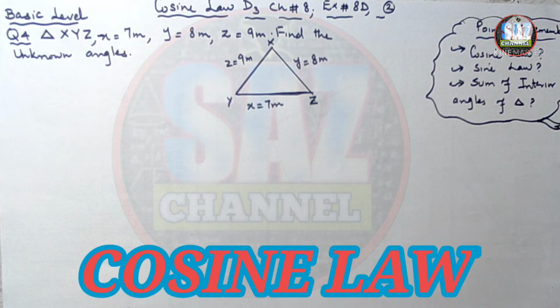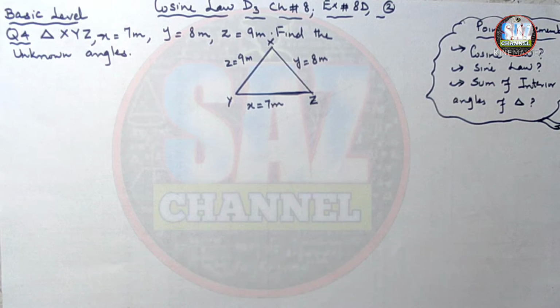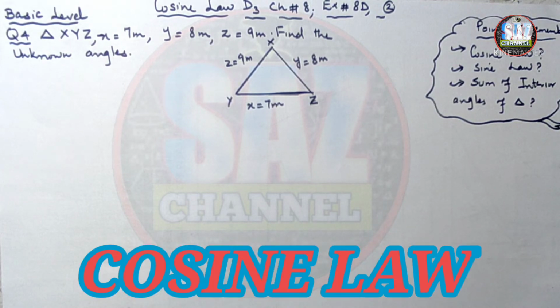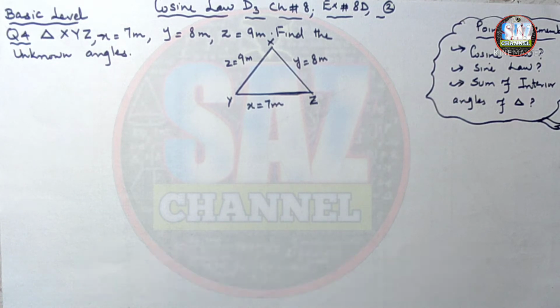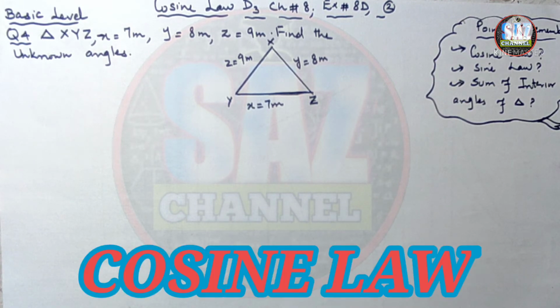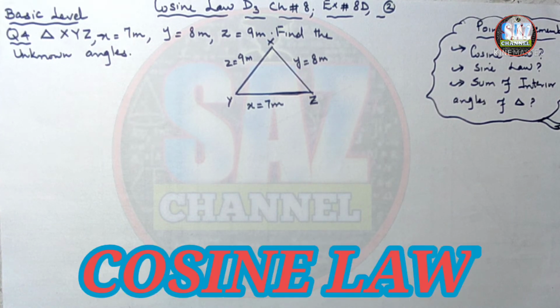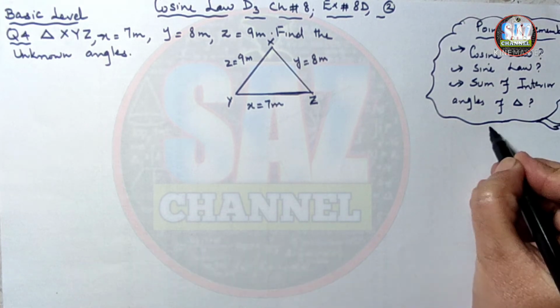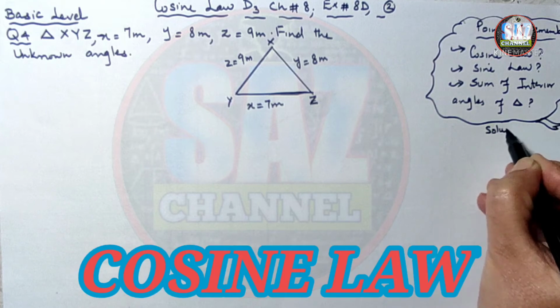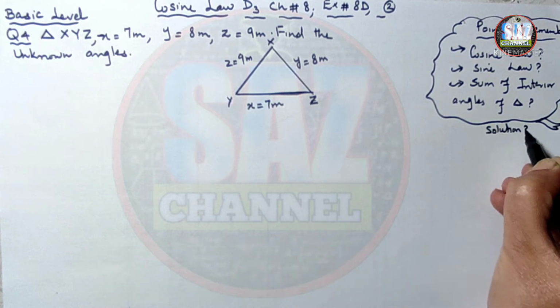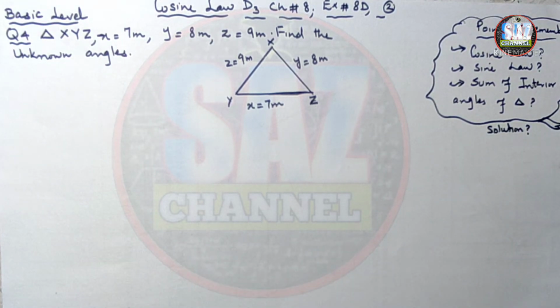This is my second lesson of D3 chapter number 8 exercise 8D, that is about the cosine law. Students, in this class we will be learning and discussing how to solve the triangle and what's the meaning of the term solution of the triangle. Solution means to find the unknown lengths and angles of the triangle.